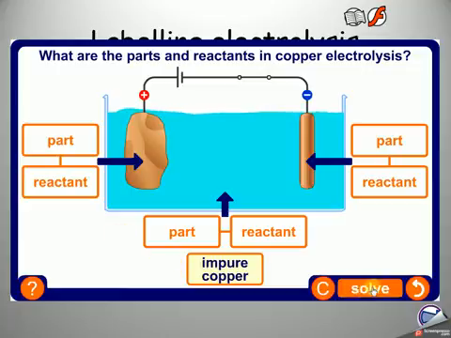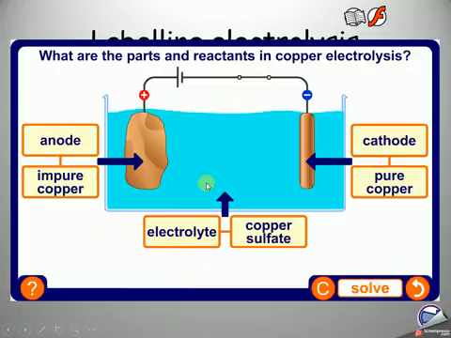I'm just going to go through this and solve it. So the electrolyte is the copper sulfate, the cathode is pure copper, and the copper that you want to recycle, like a copper boiler, is where you'd put the impure copper. All the atoms from the impure copper will join onto the cathode, and the cathode will get a lot bigger. Okay?